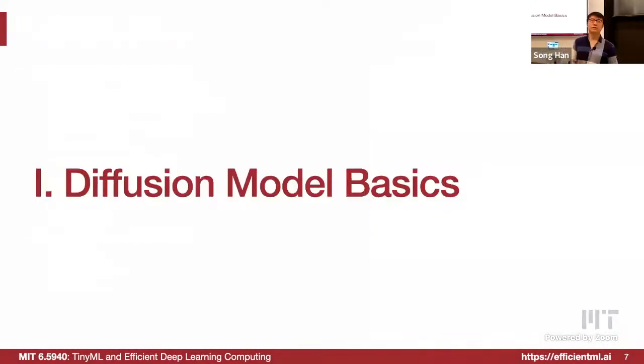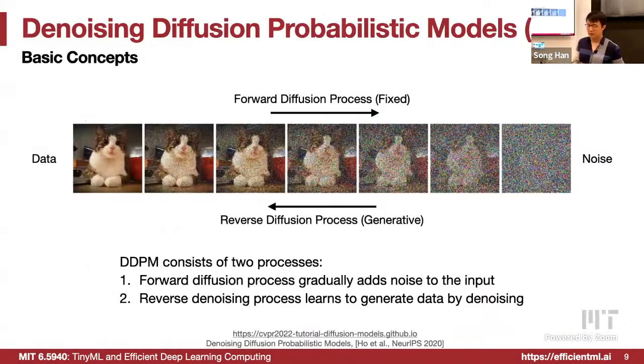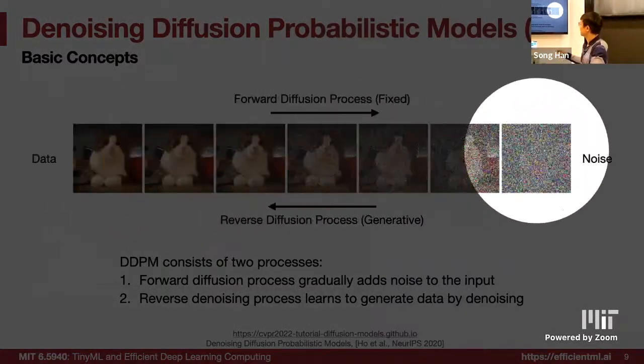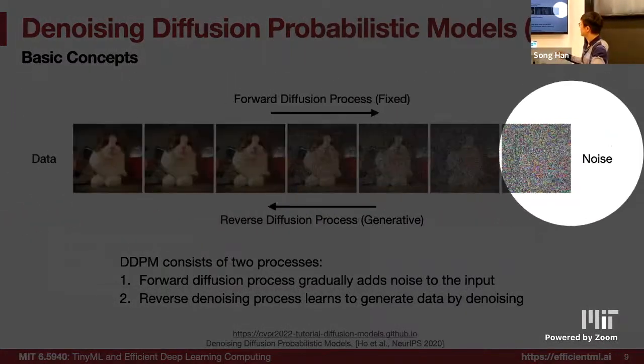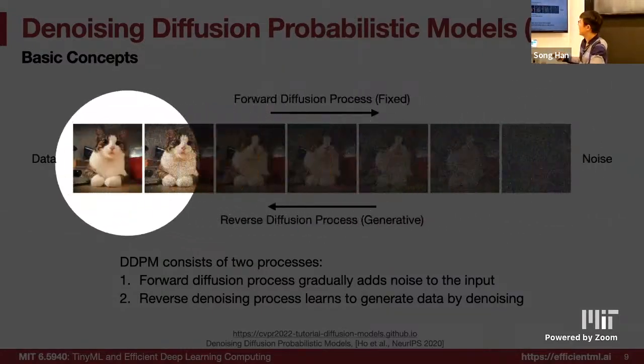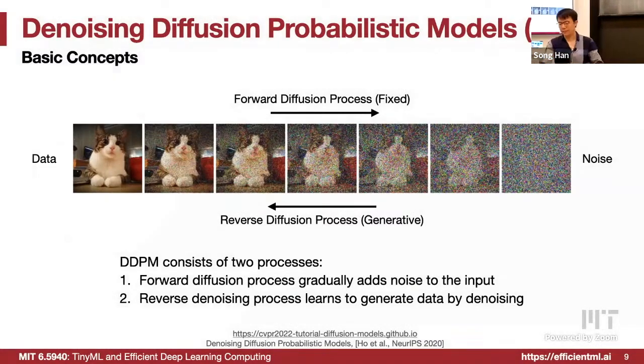Okay, so let's first introduce how diffusion models work, the diffusion model basics. There are two concepts. One is the forward diffusion process. The other is the reverse diffusion process. During the forward diffusion process, we try to add noise to the data. So the data becomes noise. In the reverse process, we gradually denoise and reveal the data.